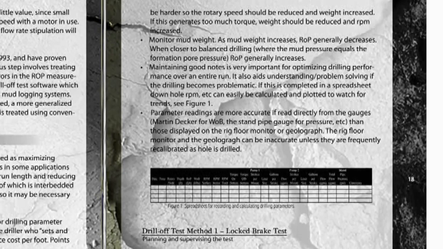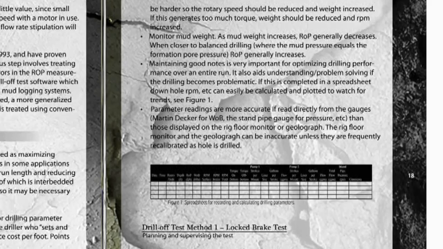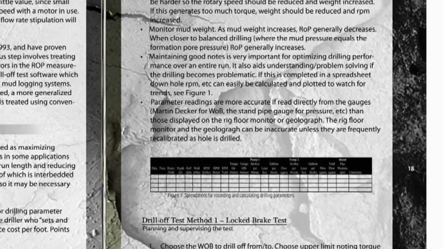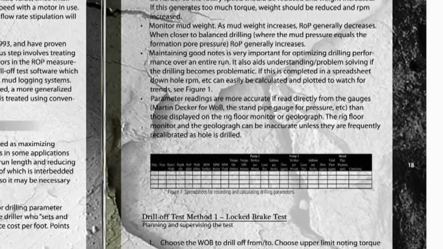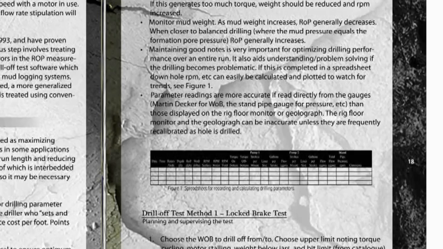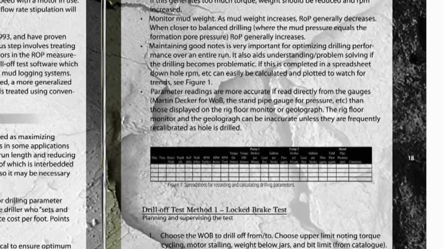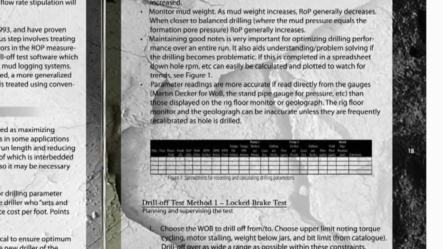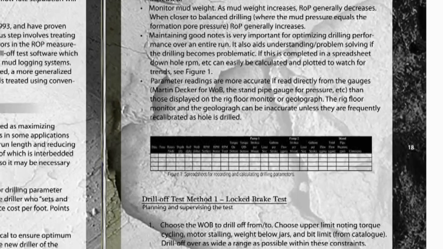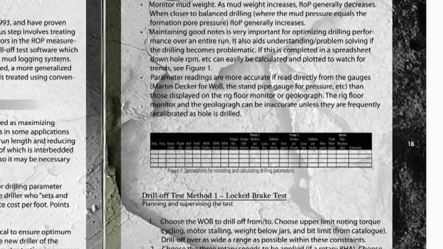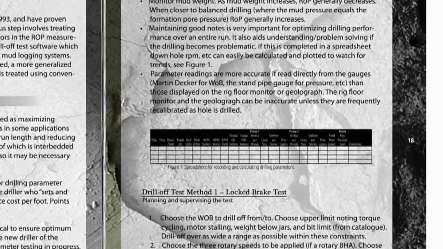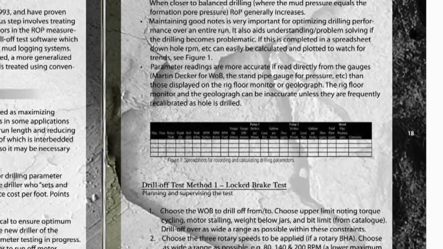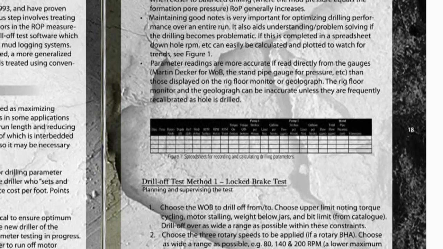Maintaining good notes is very important for optimizing drilling performance over an entire run. It also aids understanding or problem solving if the drilling becomes problematic. If this is completed in a spreadsheet, downhole RPM, etc. can easily be calculated and plotted to watch for trends. Parameter readings are more accurate if read directly from the gauges, Martin Decker for WOB, the standpipe gauge for pressure, etc., than those displayed on the rig floor monitor or geolograph. The rig floor monitor and the geolograph can be inaccurate unless they are frequently recalibrated as hole is drilled.